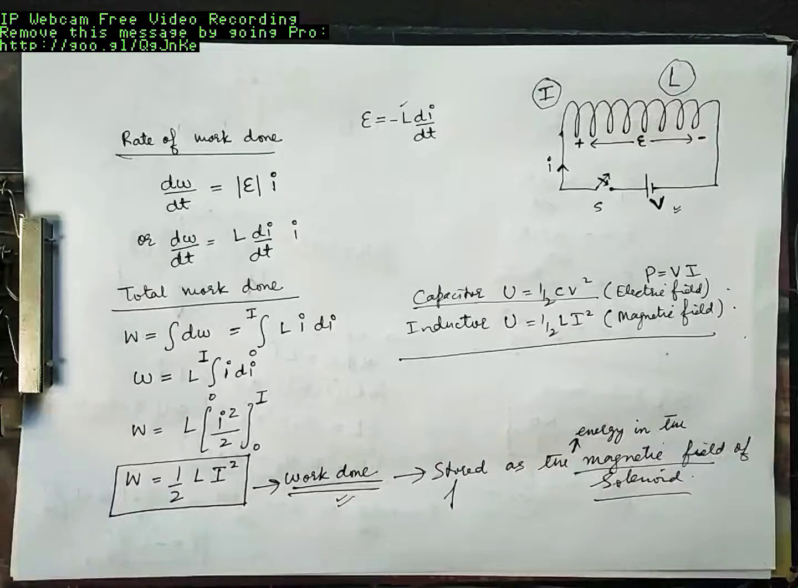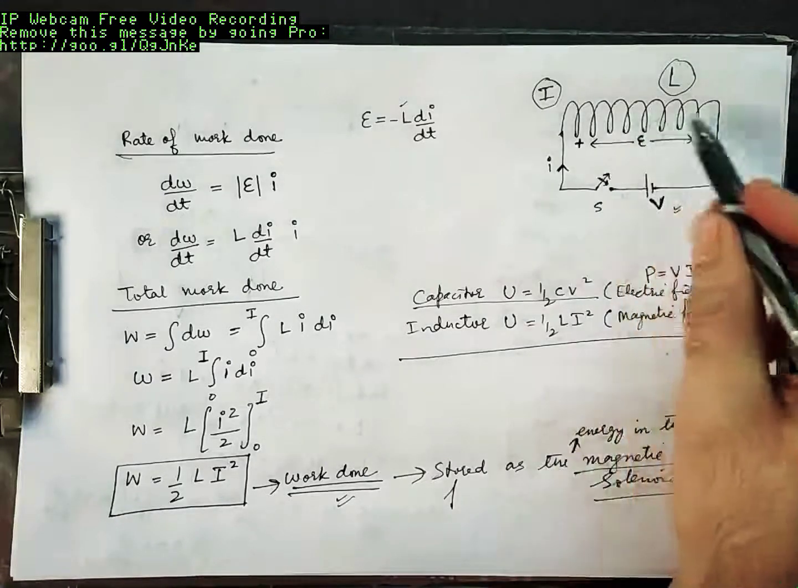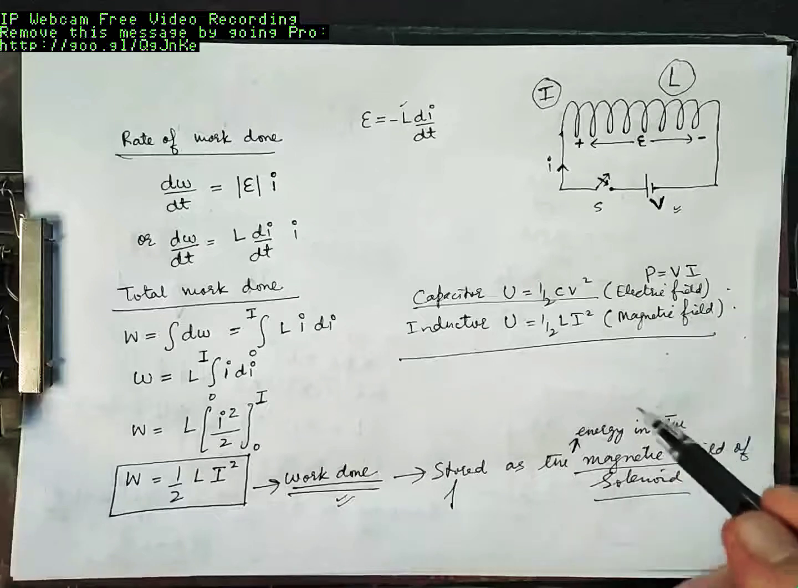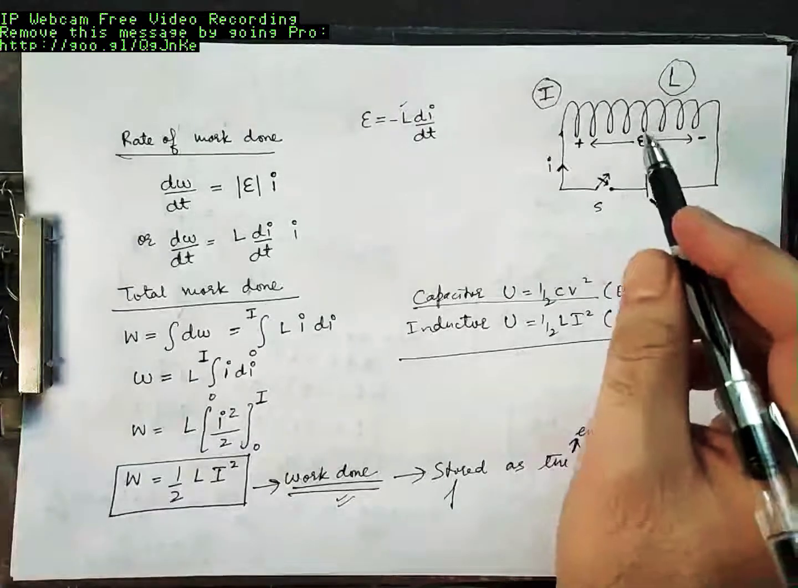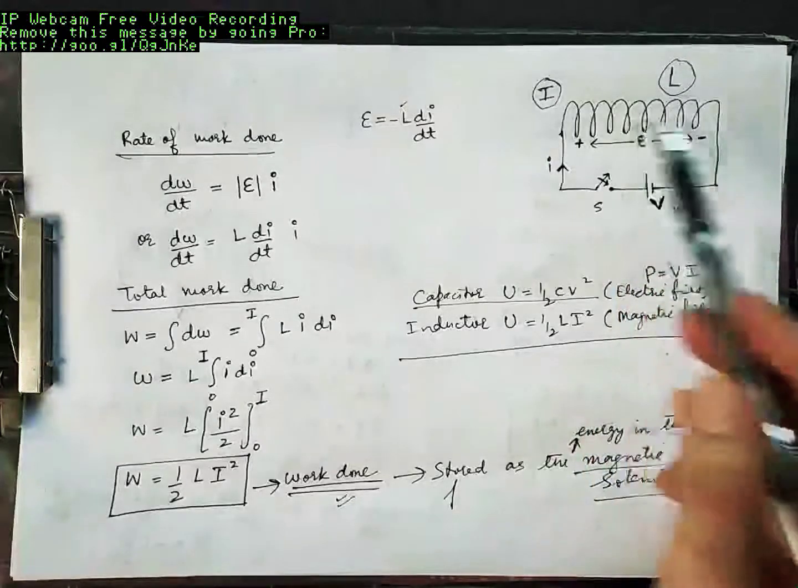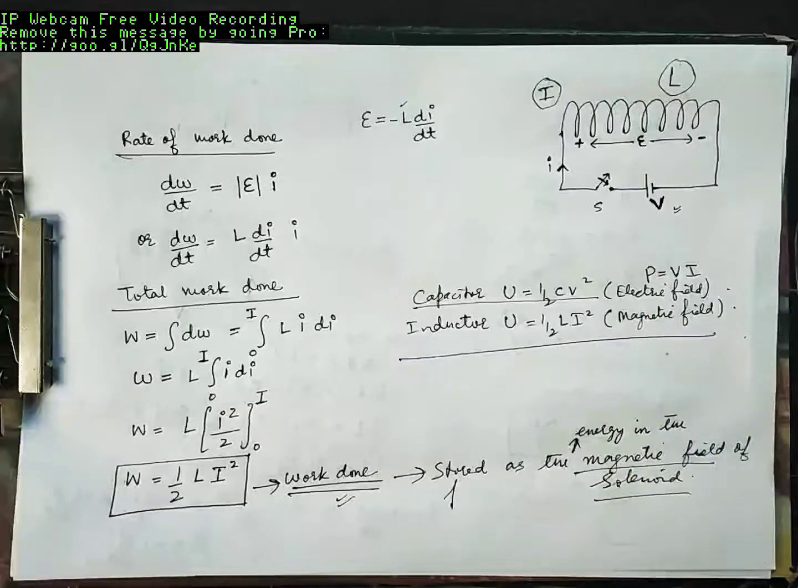And finally, we calculated the energy stored in the magnetic field of an inductor, where we found out that in order to establish the current through an inductor, some work needs to be done, and that work gets stored in the magnetic field of the solenoid.